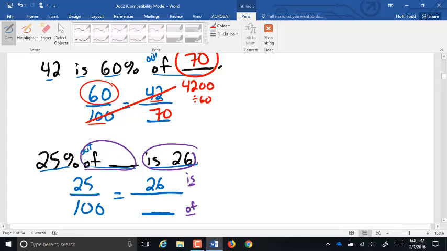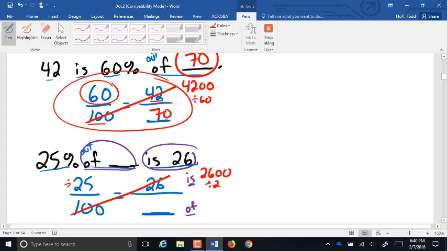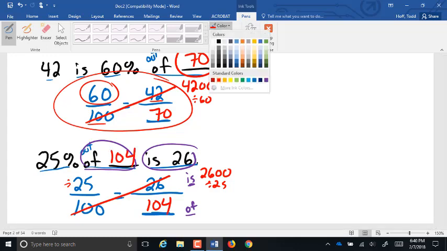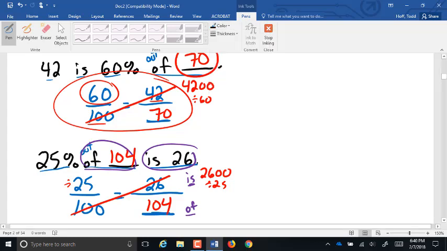So now you can see it's the same type of problem we had up here. We'll cross multiply. 100 times 26 is 2,600. And divide by 25. Gives us 104. So 25% of 104 is 26.